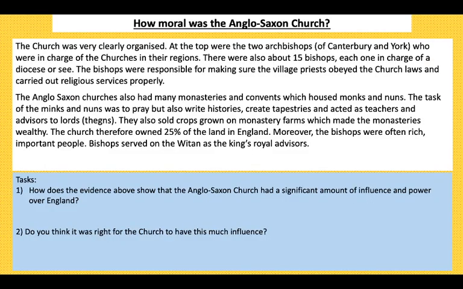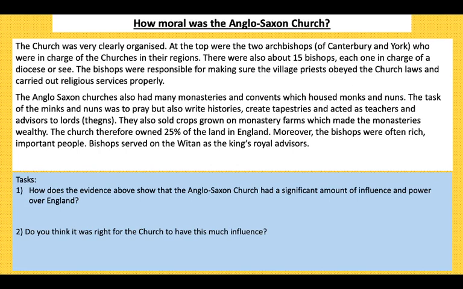Okay, so here's a little bit more context about what the church was like. The church was very clearly organised. So if you imagine like a hierarchy, we've got the Pope at the top, and then on the second level there would be archbishops. In England there are 2 archbishops, one of Canterbury and one of York, who are in charge of the churches in their regions. Then next below the archbishops we've got bishops.